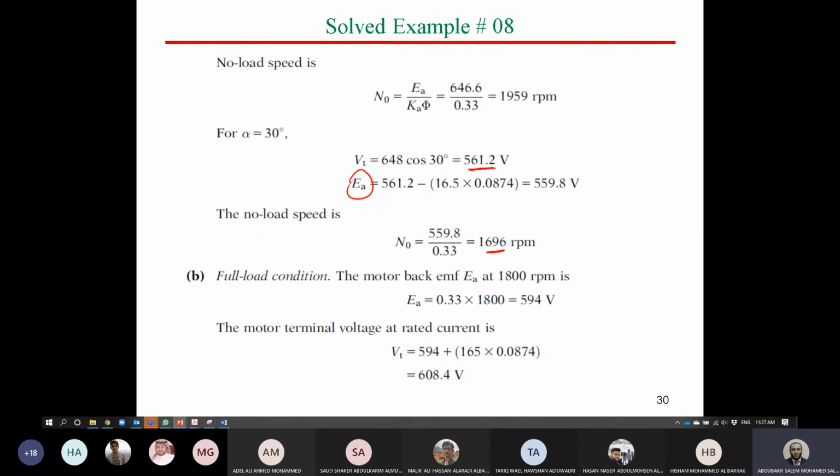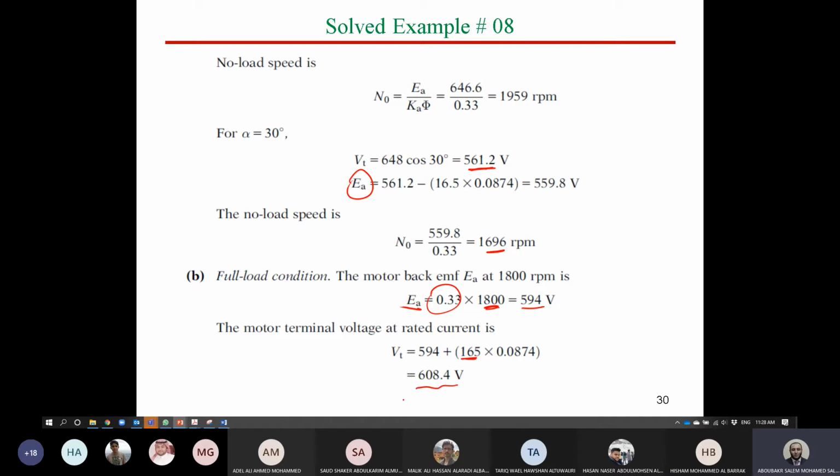Simply, we can start calculating the EMF. So EA equals KA phi multiplied by our speed. Take care, here the value of motor constant is given as a function of RPM, not radian per second. For that, we here multiplied directly by the speed in RPM. So this is now the EMF. Simply substitute in the equation at rated current as it is discussed at full load condition. So we can say V terminal equals E plus IA rated multiplied by RA. So this is now the voltage at the motor terminal.